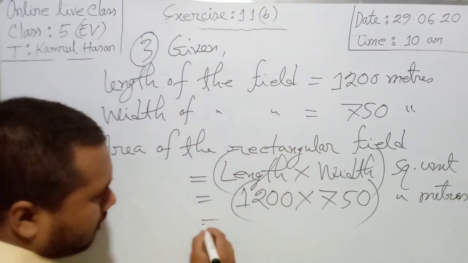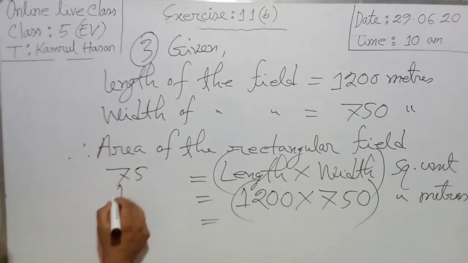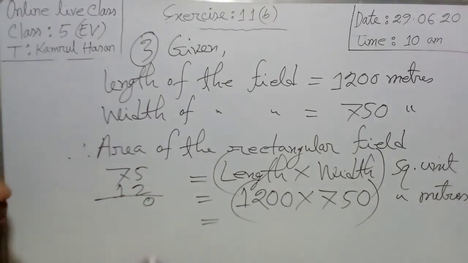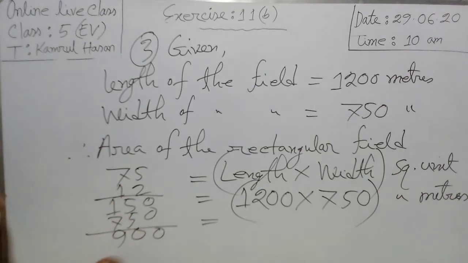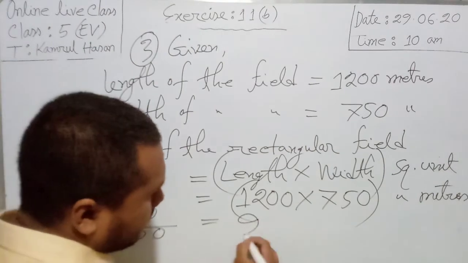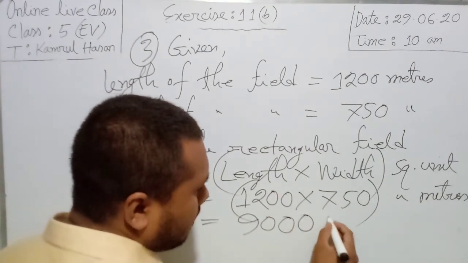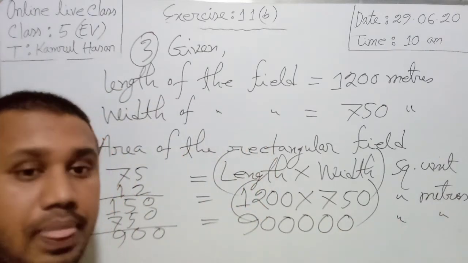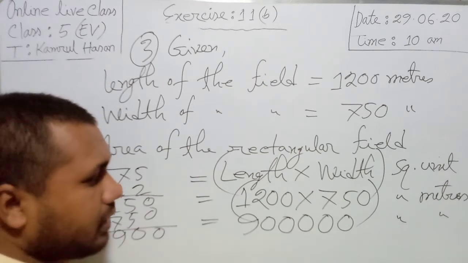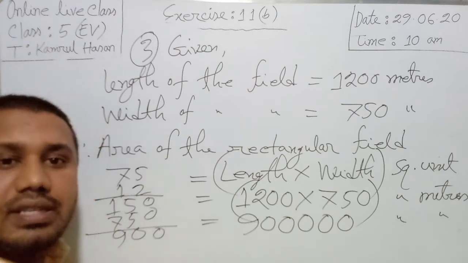Now dear student, you need to multiply this 12 and 75. Look, 75 and 12: 5 twos are 10, carrying 1, 7 twos are 14, 1, 15. And now 5, 7, so 0, 0 and this one 9. So 900 and look, 1, 2, 3. 3 0s remaining. So now 1, 2, 3. So what will be the answer? 90,000. Clear? 90,000 square meter. This is the answer. Clear?